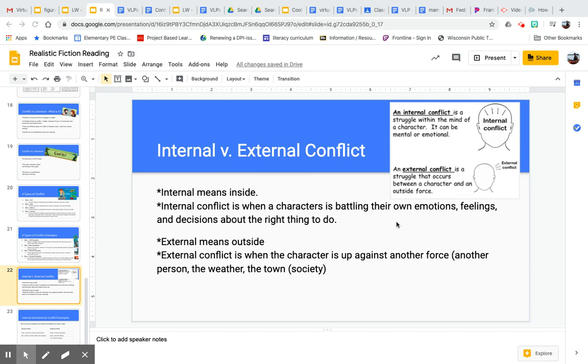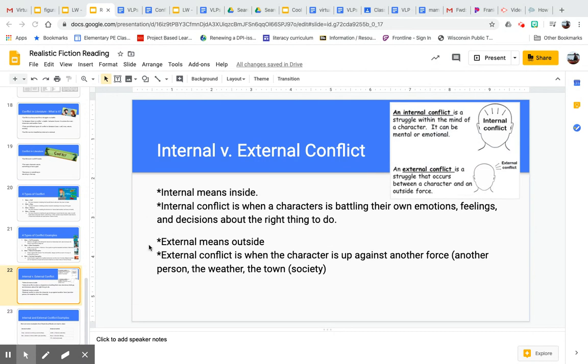Let's focus on what internal means first. Internal means inside. And internal conflict is when a character is battling their own emotions, their own feelings, or a decision about the right thing to do. An internal conflict happens inside of a character, and they're kind of going back and forth about something that they are troubled with. You know, what's the right move to make? What's the right decision? Maybe they're feeling guilty. So it's about emotions, and it's within a character.